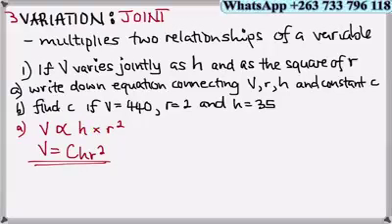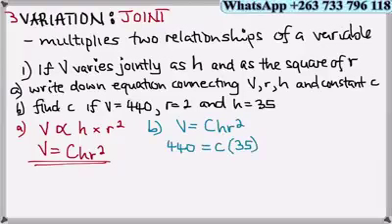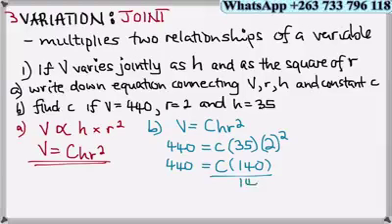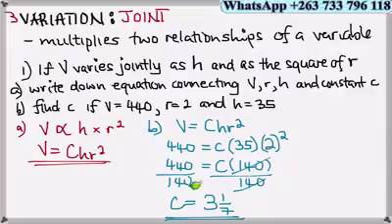For part B, we substitute the values: v is 440, h is 35, r is 2, but r is squared now. So 35 times 4 becomes 140. We divide by 140 on both sides. So this will give us 22/7, which is 3 and 1/7. So this is the value of c. This was tested in June 2016.